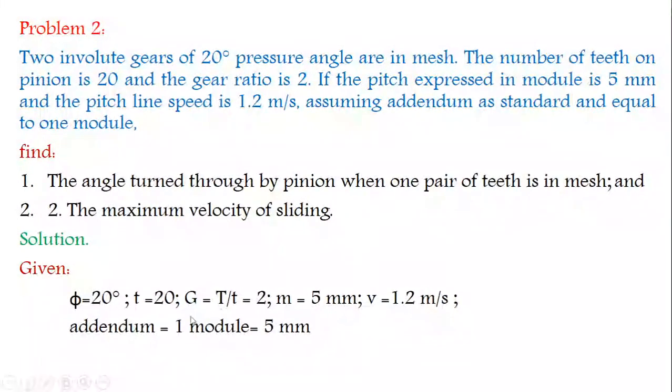Now G equals capital T divided by small t equals 2. Already the gear ratio is given as 2. Module is 5 millimeter, velocity V equals 1.2 meter per second, and addendum is 1 module, that means 5 millimeter. First, you have to find the angle turned through by the pinion when one pair of the teeth is in mesh.